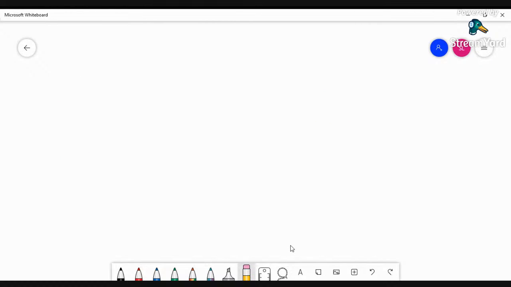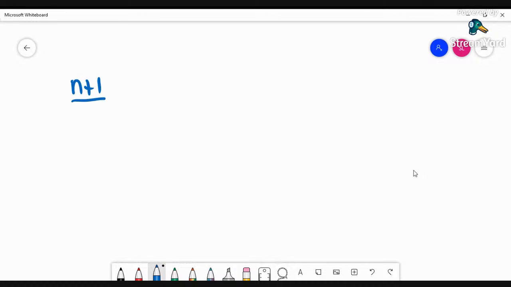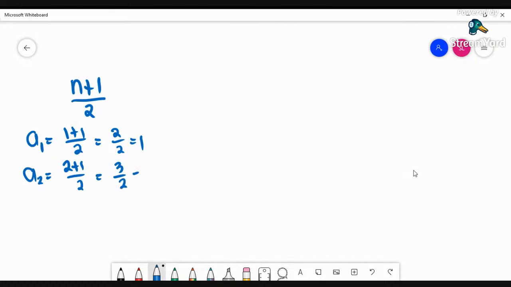Number 3 is n plus 1 over 2. For the first term, all we have to do is substitute 1. 1 plus 1 over 2, that is 2 over 2, or equal to 1. For a sub 2, we get 2 plus 1 over 2, that is 3 over 2, or 1 and 1 half. It can also be represented as 1.5.